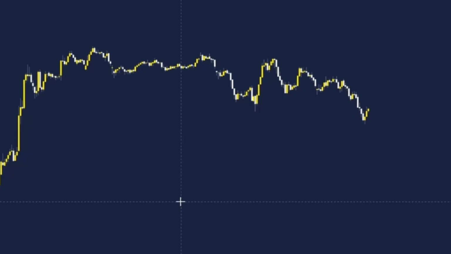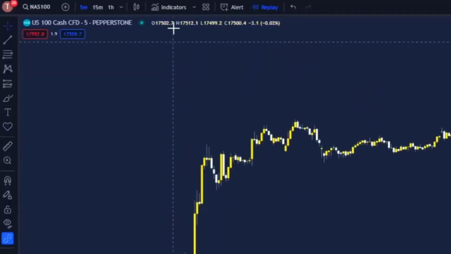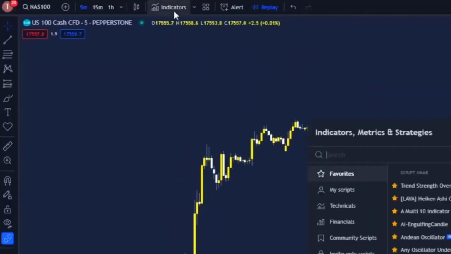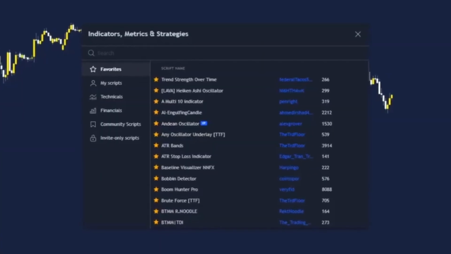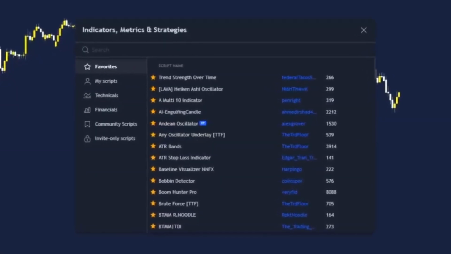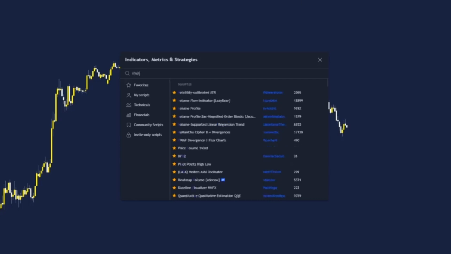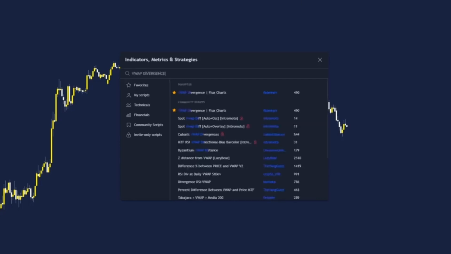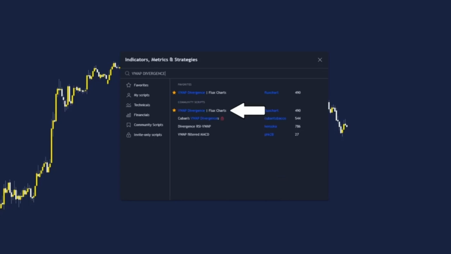So step one for this is to make sure you're on TradingView. From here, click on the indicators tab at the top left of the screen. This is where we will be finding both indicators we are using today. For the first indicator, type in Vwap Divergence, and it's this free Vwap indicator here by Flux Charts.